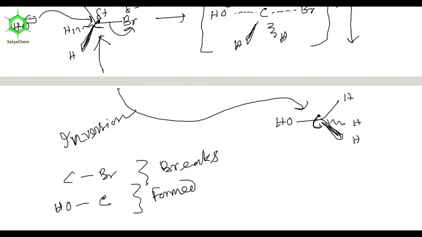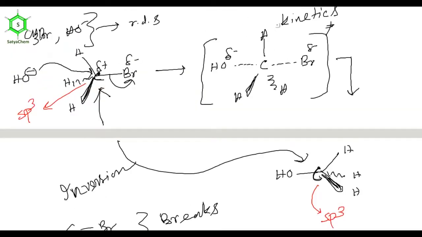first this carbon is sp3. In the product, it is also sp3. But in the transition state, it is an sp2 carbon. Clear? So the sp3 hybridized carbon atom in the reactant becomes sp2 hybridized in the transition state. Clear?